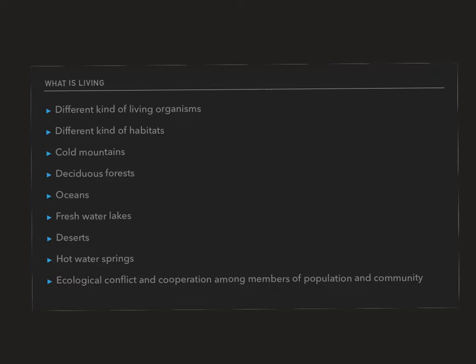Different kinds of living organisms are there. They are microorganisms and macroorganisms. Microorganisms means we cannot see them with our naked eye. We can see them under a microscope only. What about macroorganisms? We can see them with our naked eye. They are bigger in size.